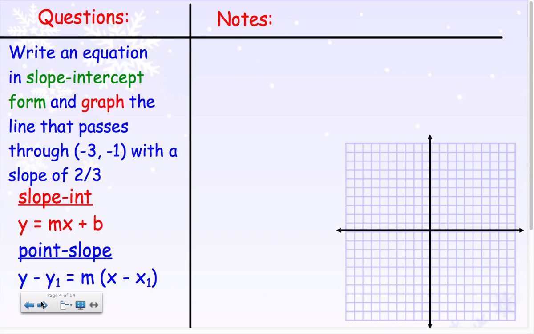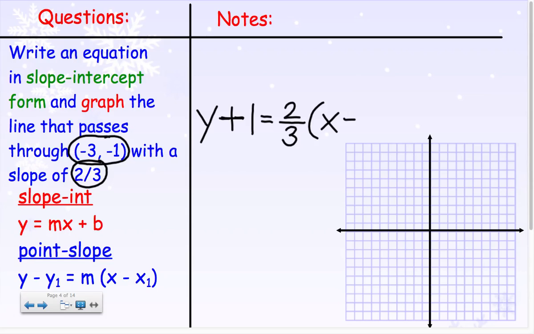All right, I've got my point, which is (negative 3, negative 1), and my slope, which is 2/3. If I know a point and a slope, I have to write it in point-slope form before I can put it in slope-intercept form. y minus a negative 1, change that to a plus right away, equals 2/3 times x minus, my x coordinate is a negative 3. Again, I'm going to have to change that to a plus. Draw my train tracks, and then I'll distribute.